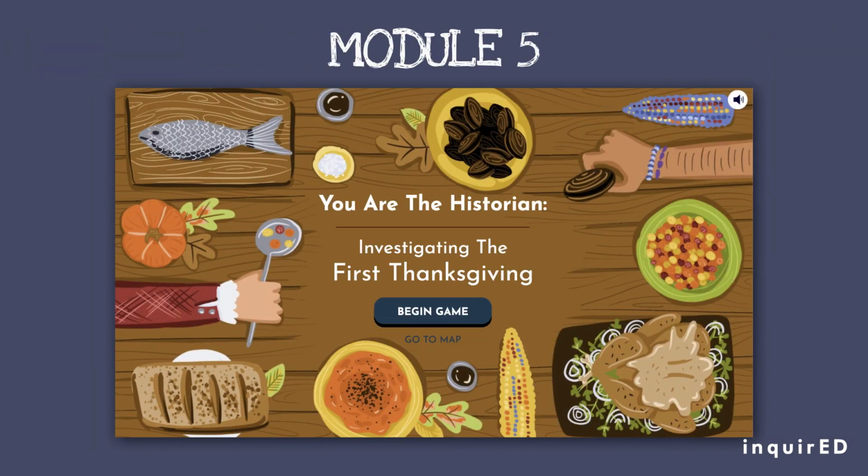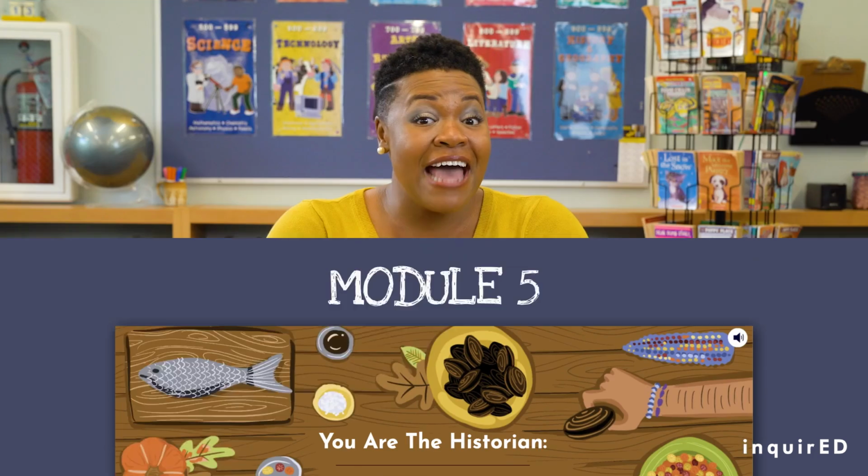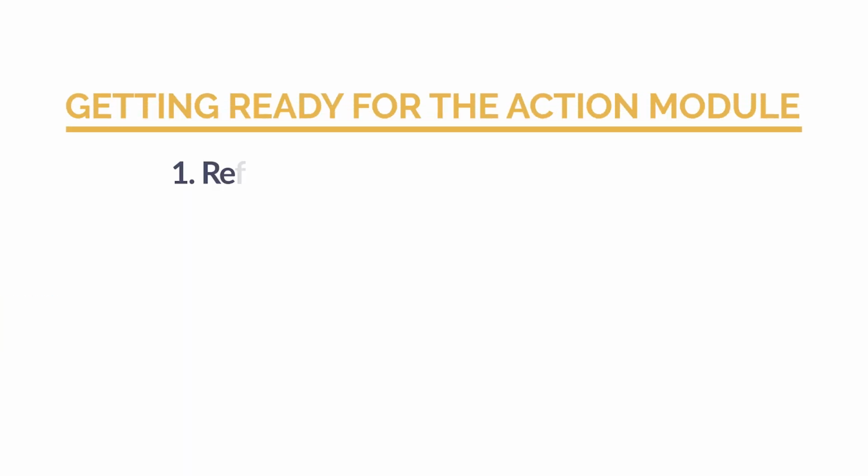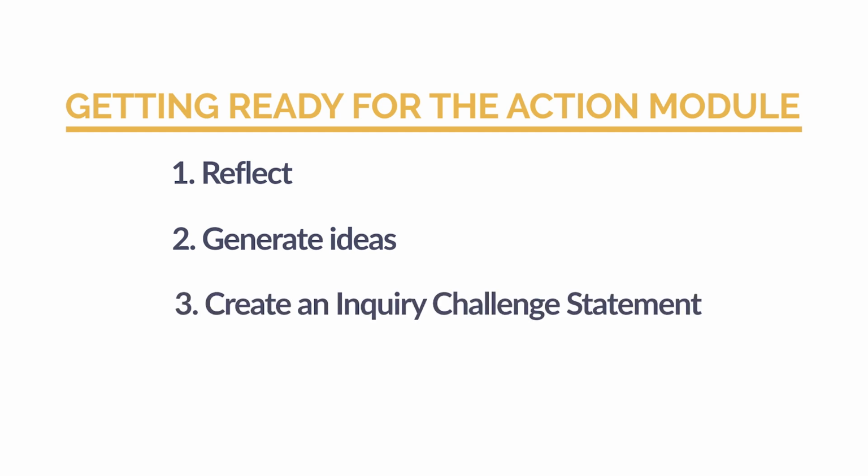Finally, in Module 5, students become historians and explore the first Thanksgiving from multiple perspectives through an interactive web game. At the end of Module 5, you'll help students get ready to turn their learning into action by reflecting on what they've learned, generating ideas for civic action, creating an inquiry challenge statement that addresses a specific challenge or opportunity related to understanding Indigenous people's history and culture.